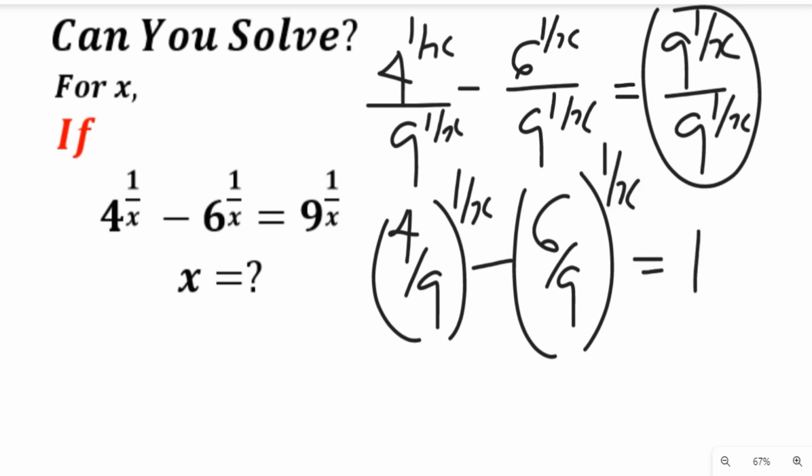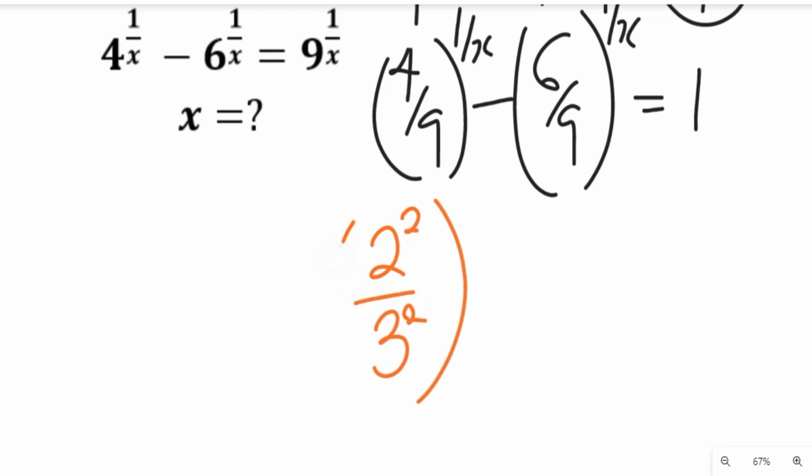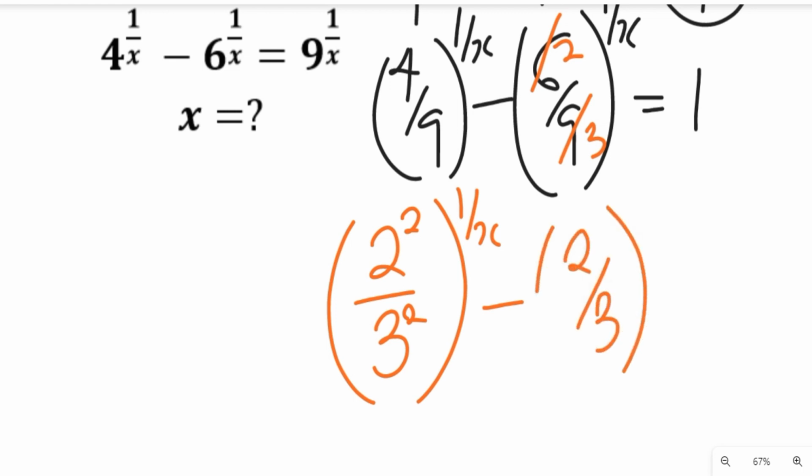Fine. So what do we do next? Having seen this, you come to realize that 4 divided by 9 can be 2 to the power of 2 divided by 3 to the power of 2, all to the power of 1 divided by x. We'll simplify that. 3 can divide here to give you 2, and 3 can also divide here to give you 3. So that will give you 2 divided by 3, all to the power of 1 divided by x. Perfect. So gradually we are reducing this equation.